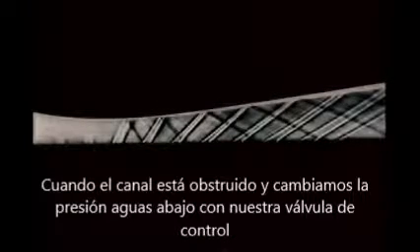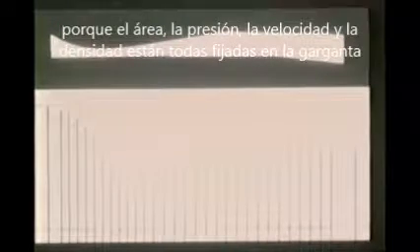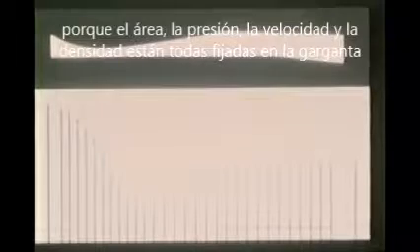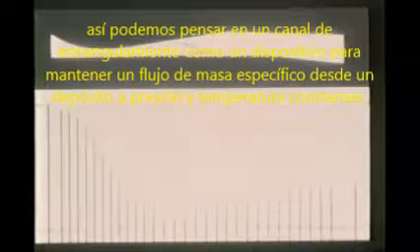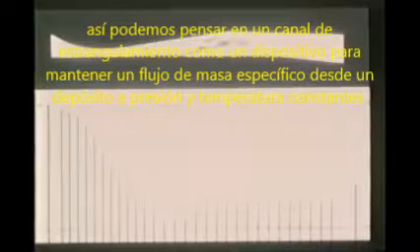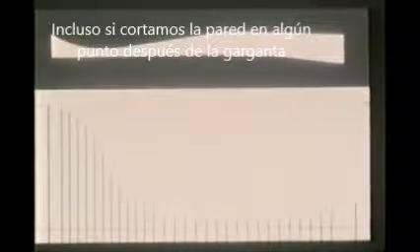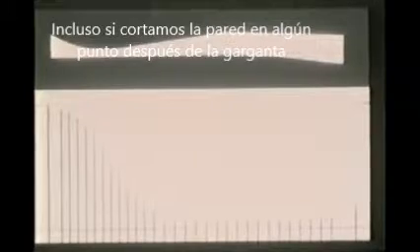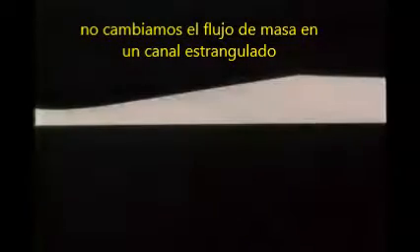When the channel is choked and we change the downstream pressure with our control valve, we move the shock wave, but there is no other influence on the upstream flow. Because the area, pressure, velocity, and density are all fixed at the throat, so is the mass flow. We can think of a choked channel as a device for maintaining a specified mass flow from a reservoir at constant pressure and temperature. Even if we cut away the wall at some point after the throat, we don't change the mass flow in a choked channel.